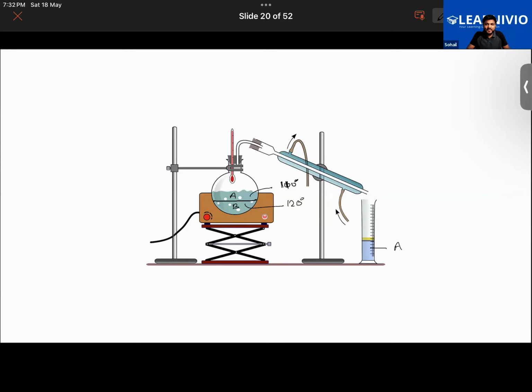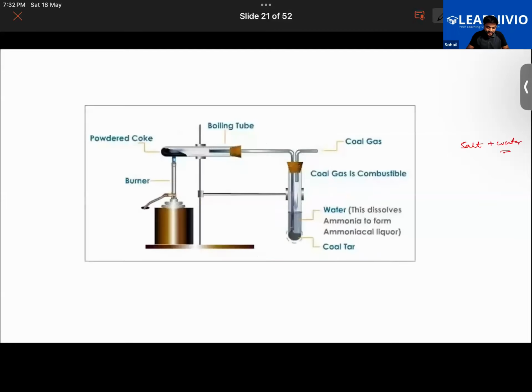Then why did we talk about destructive distillation? Because something kind of similar will be happening in the destructive distillation of coal also, although it will be very much different. See, in this process of destructive distillation of coal, what will be happening? You will be burning the coal in absence of oxygen, in absence of air. So what will happen? The sample of coal will convert into a powdered form that will be called coke.